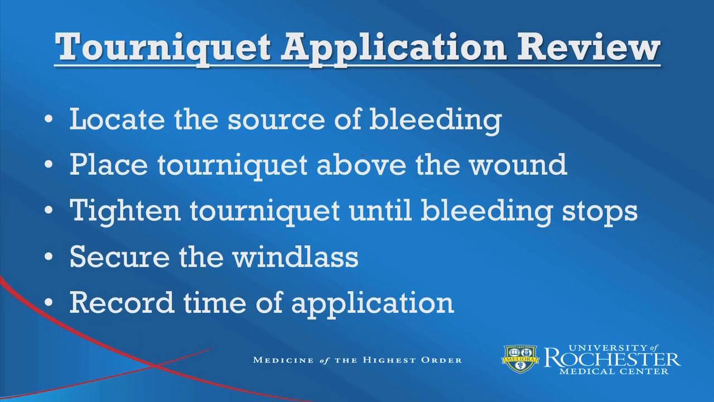In review, remember, when faced with a life-threatening extremity hemorrhage, you must first try and locate the source of bleeding. Then place the tourniquet 2 inches above the wound.